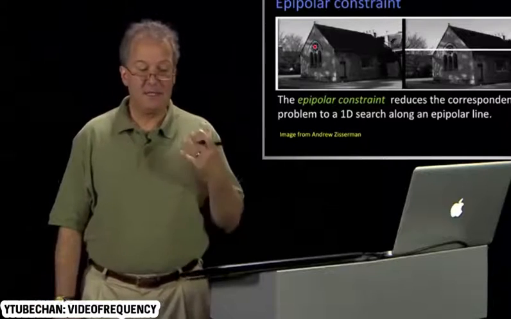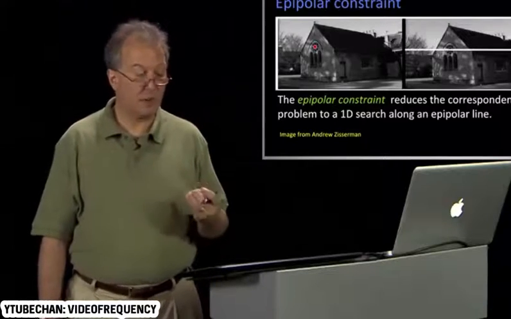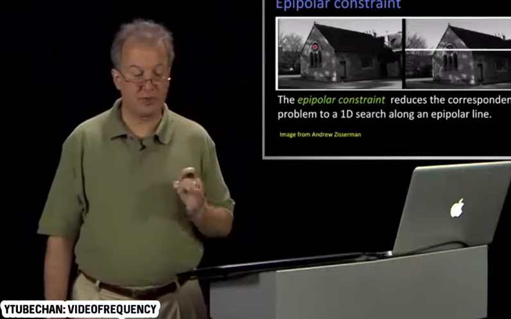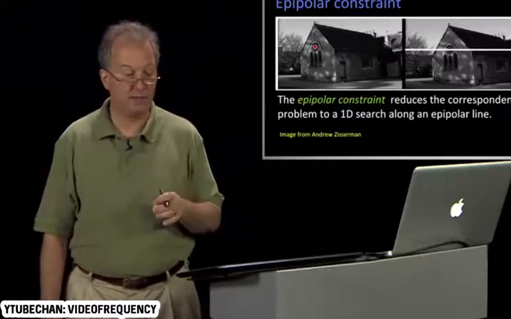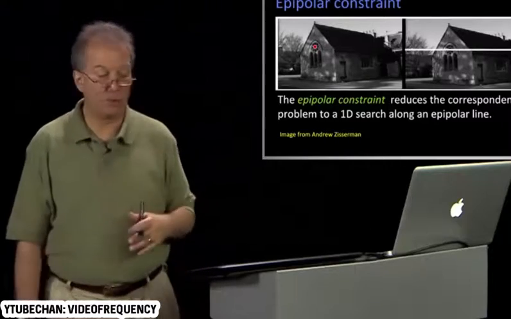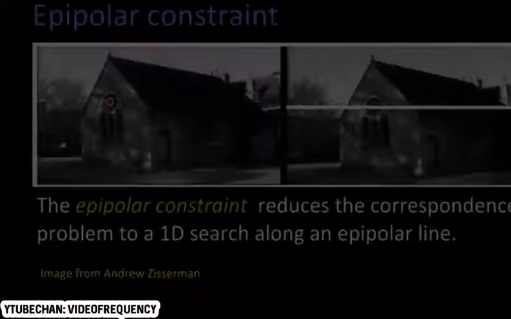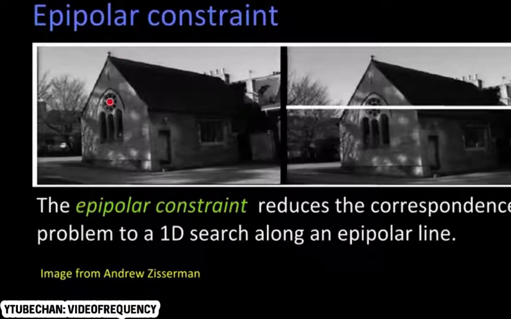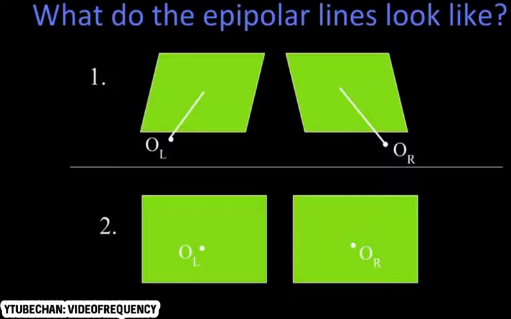So why is the epipolar constraint useful? Well, we've already said that basically the epipolar constraint reduces the correspondence problem to a one-dimensional search along the epipolar line. In this particular case, we have parallel epipolar lines. We'll see that in just a minute. But the red dot on the left that's located in the window of this beautiful chapel must be located somewhere on this epipolar line on the right. So I search for the middle of the window. I don't have to look all over the image. I'm just looking along the corresponding epipolar line. So what do epipolar lines look like?